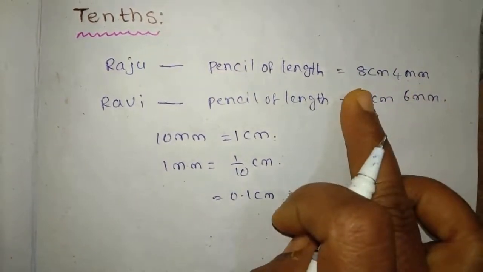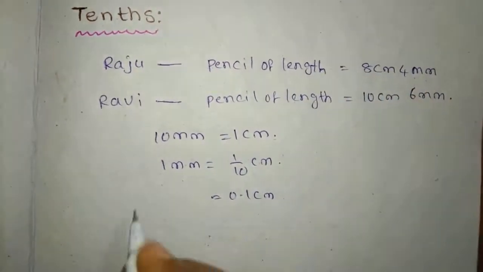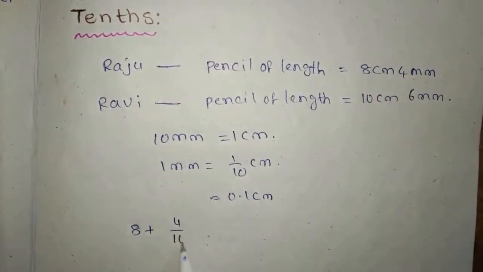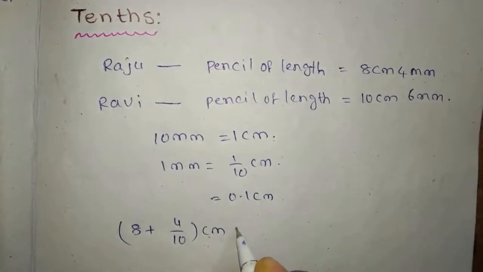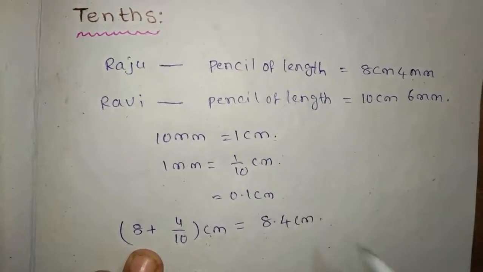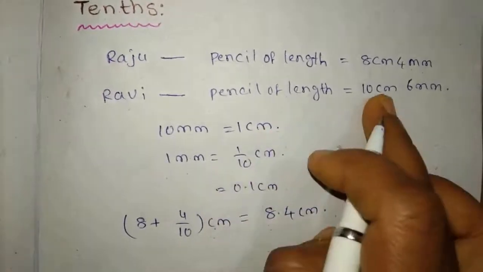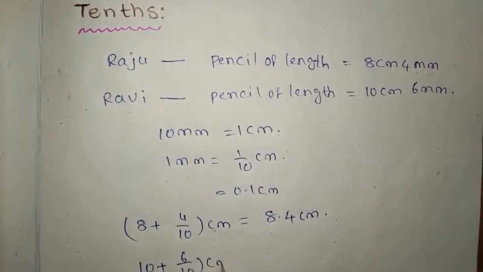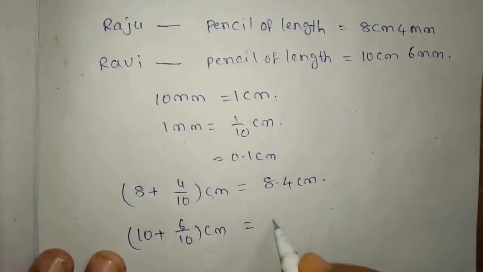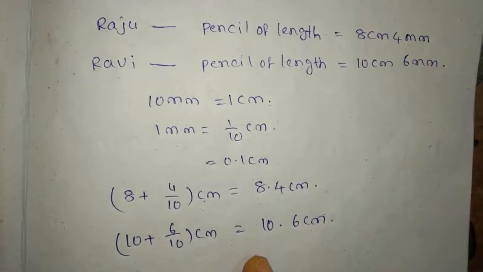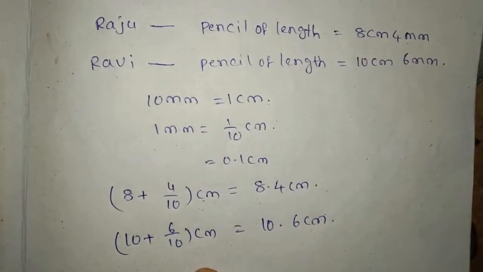So, here 8 centimeters 4 millimeters can be written as 8 centimeters plus 4 millimeters, that is 4 by 10 centimeters, which is equal to 8.4 centimeters. Similarly, here 10 centimeters 6 millimeters means 6 by 10 centimeters. That is equal to 10.6 centimeters.